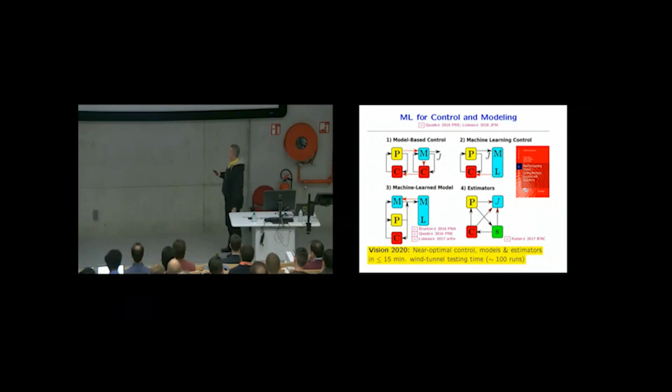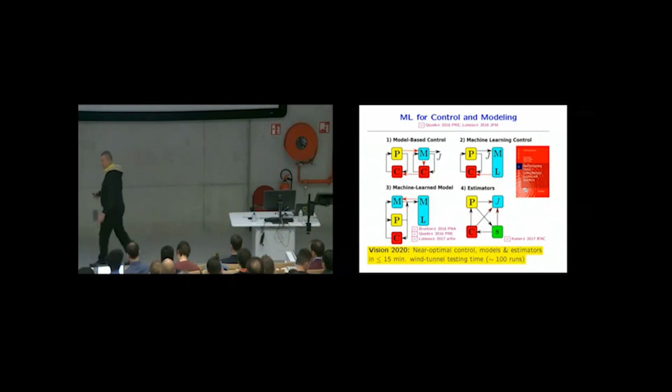You may want to use your sensor signal to estimate your cost. For instance, you have the pressure signals and you would like to know the drag. And there are many estimators which you can be possibly interested in. And what we have almost reached is that we can build near-optimal control models and estimators with much less testing time. Maybe 15 minutes wind tunnel testing time, not in thousands of runs, but in something like 100 runs. And so a lot of these tasks can be automated with machine learning. And this is our future. And with that, I want to conclude, and I'm open for more questions.